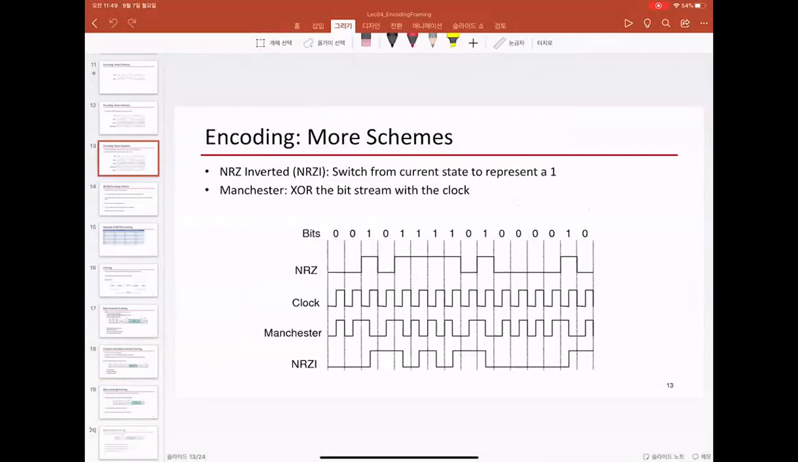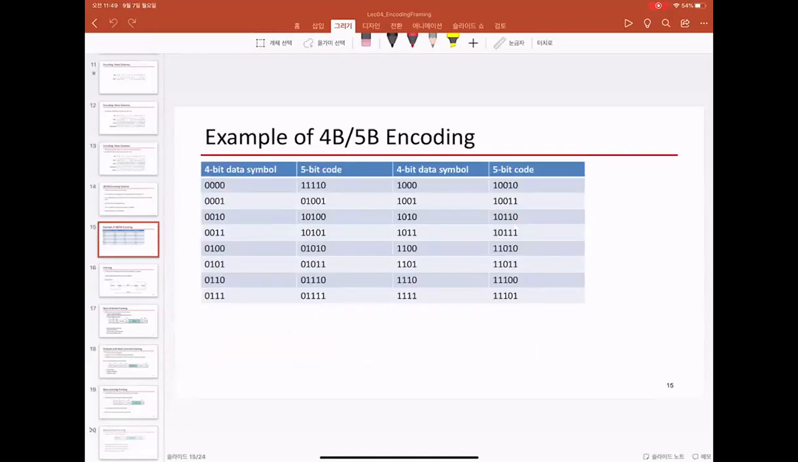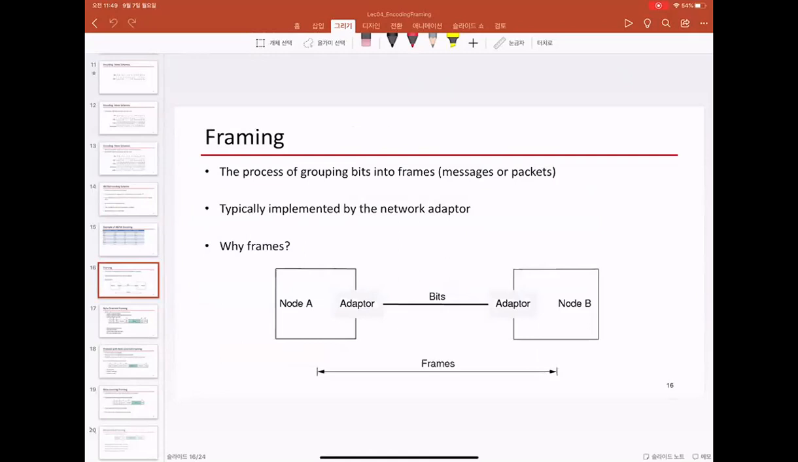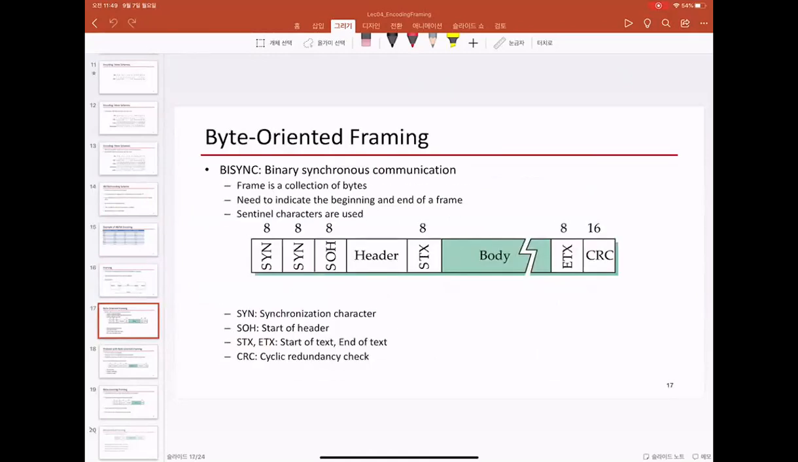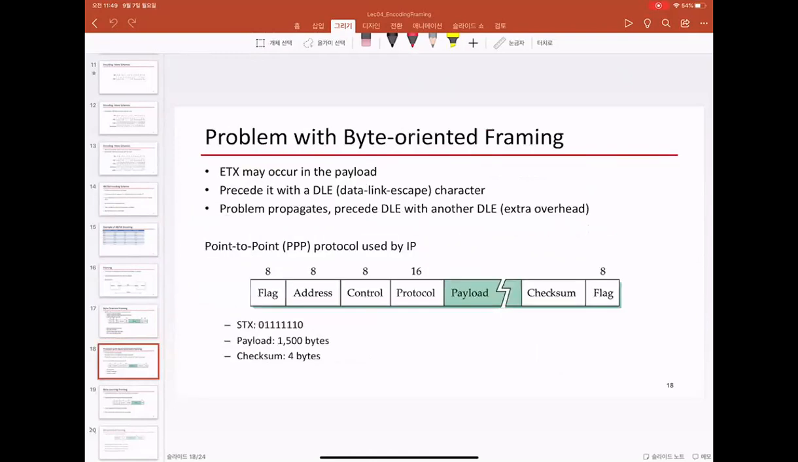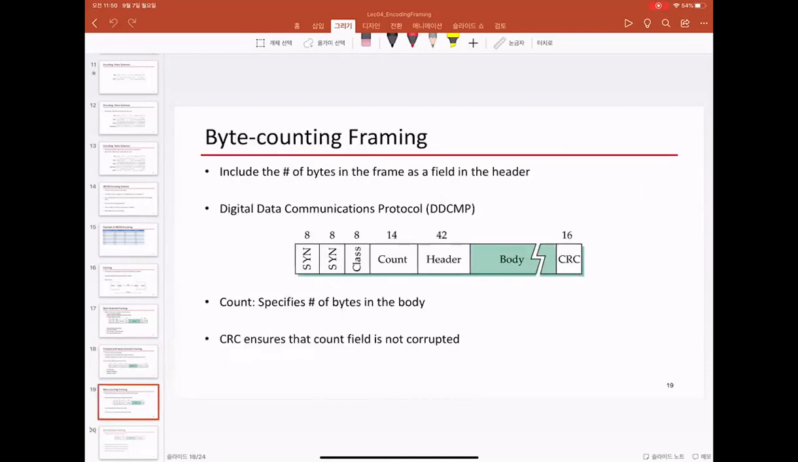4B to 5B, why do we need to convert it? If the zeros are consecutive, it is hard to decode. Therefore, we have a codebook. That codebook is all distinctive, so it is much easier to recover. Then we talked about why you need framing and how our communication has advanced, starting from byte-oriented. It turns out this ETX pattern can easily appear in the body. So we have the counter in the header, which is a strict rule, and then the receiver knows, okay, this is the length of the payload. It's much easier to communicate.